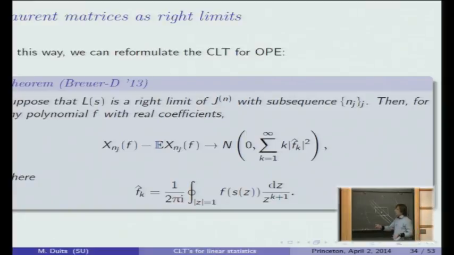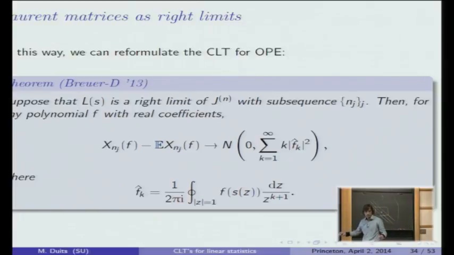Okay, so what we actually prove, this is just a repeat of the theorem that I had before. Suppose that LS is a right limit of the Jacoby operator, then you can prove that we have a central limit theorem. I rewrote the definition of the coefficient here slightly. So we have a contour integral in the complex plane, where we have f of s of z, where s is the symbol of the matrix. So this is just restating the previous theorem.